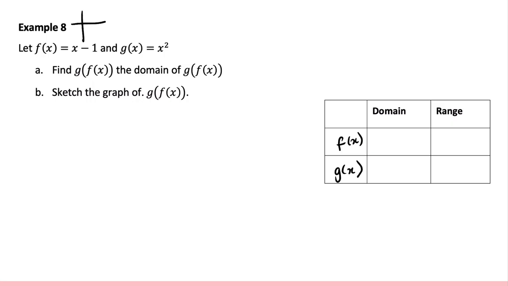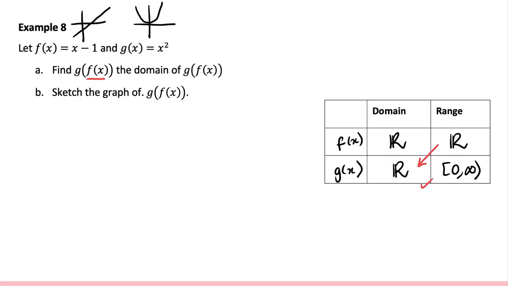f of x is a linear function, so the domain of that will be R. g of x is a parabola. The domain of that will be R. And then the range for the linear function is R. However, the range for the parabola is 0 to infinity. Now, in order for this to work, the range of the inside needs to be a subset of the domain of the outside. So that's great.